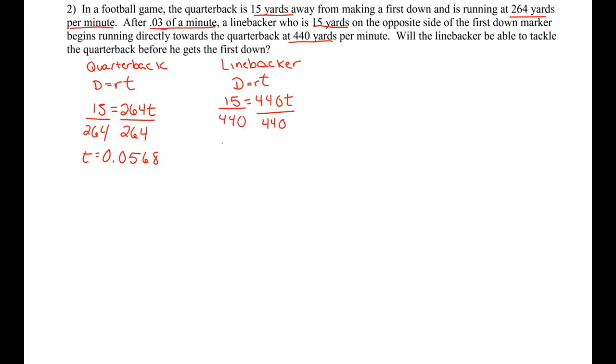That leaves us with a value of 0.0341. The other piece of information that we need to take into account is that the linebacker started 0.03 of a minute after. So we need to take its time and add 0.03, which really means that the linebacker's time to the first down was 0.0641.